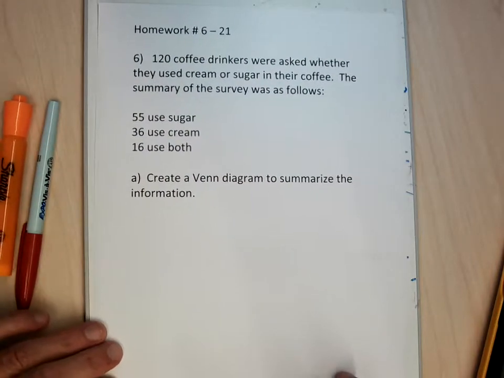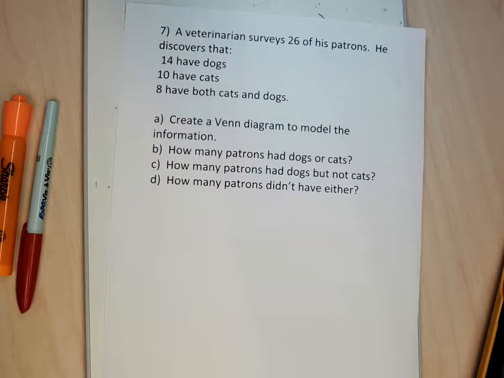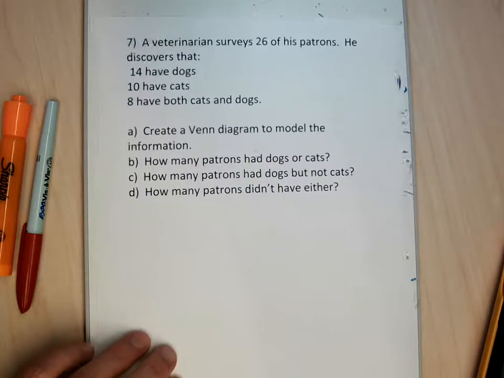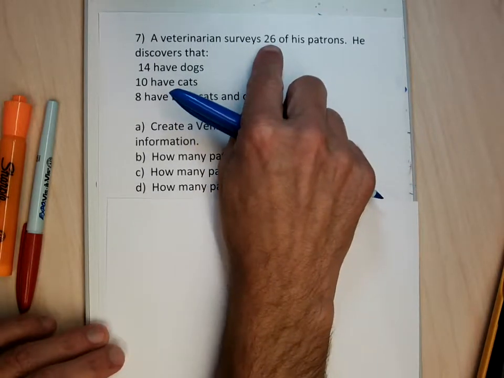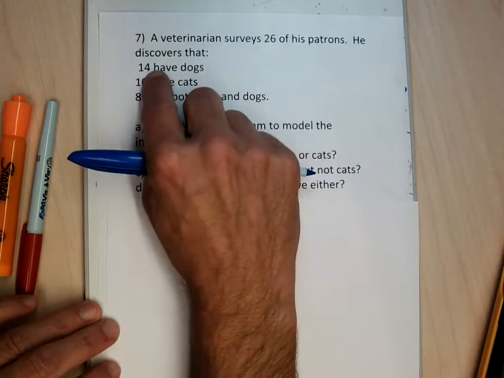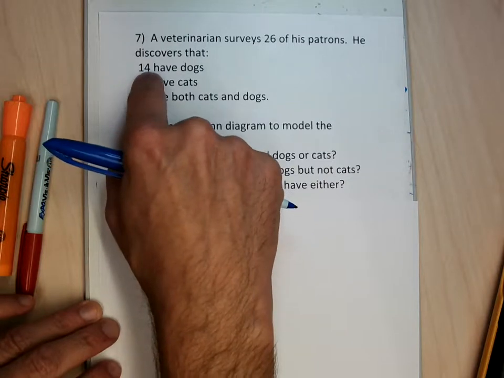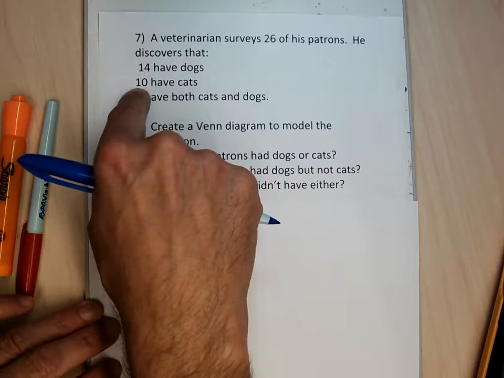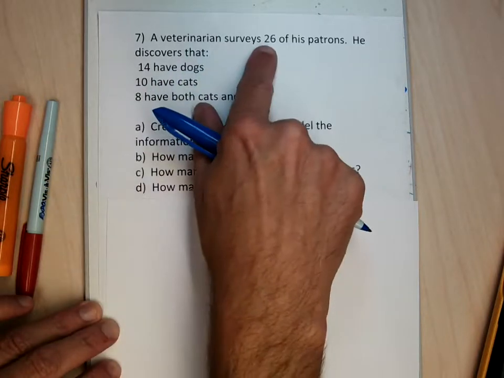I'm going to do problem 6, and maybe, better yet, let me do problem 7 with you. It's a lovely 2-circle Venn diagram, and just to get you going, I give you some information. A veterinarian surveyed 26 of his customers, his patrons. 14 of them have dogs, 10 of them have cats, 8 have both. If you add up this, 14 that have dogs plus 10 that have cats, that's 24, plus 8 that have both, that's 32 people, and there's only 26 surveyed.